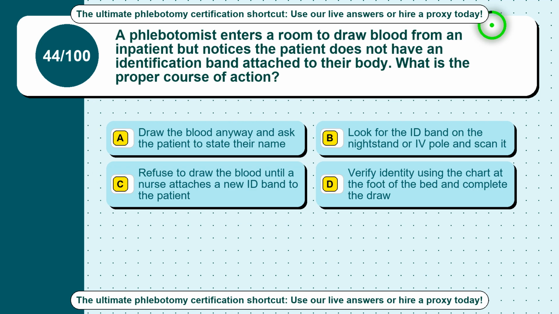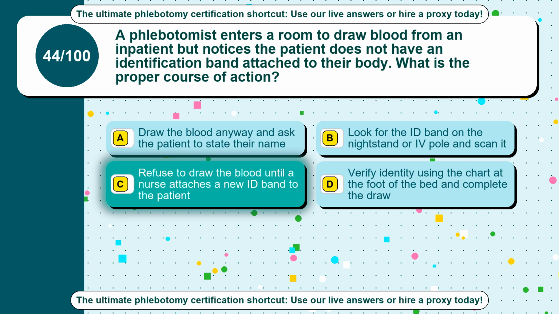Question 44. A phlebotomist enters a room to draw blood from an inpatient but notices the patient does not have an identification band attached to their body. What is the proper course of action? Option A. Draw the blood anyway and ask the patient to state their name. Option B. Look for the ID band on the nightstand or IV pole and scan it. Option C. Refuse to draw the blood until a nurse attaches a new ID band to the patient. Option D. Verify identity using the chart at the foot of the bed and complete the draw.